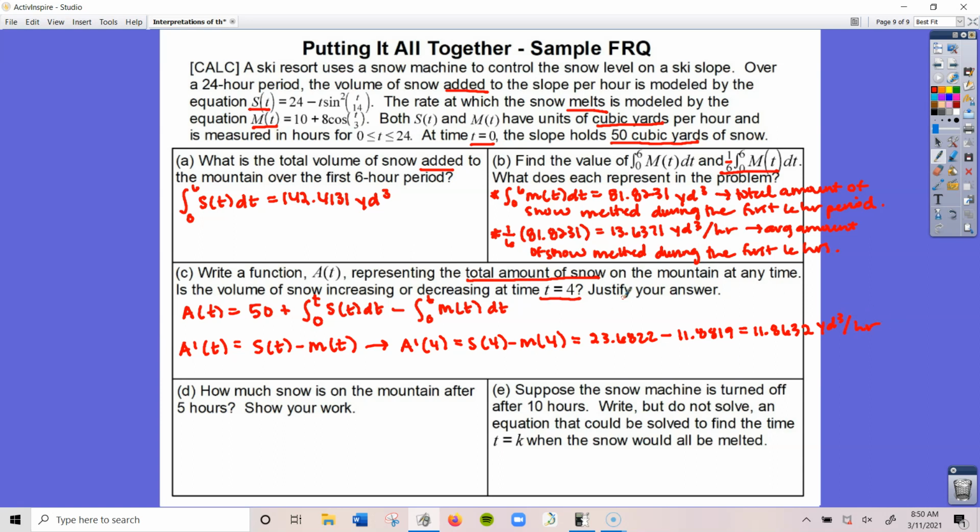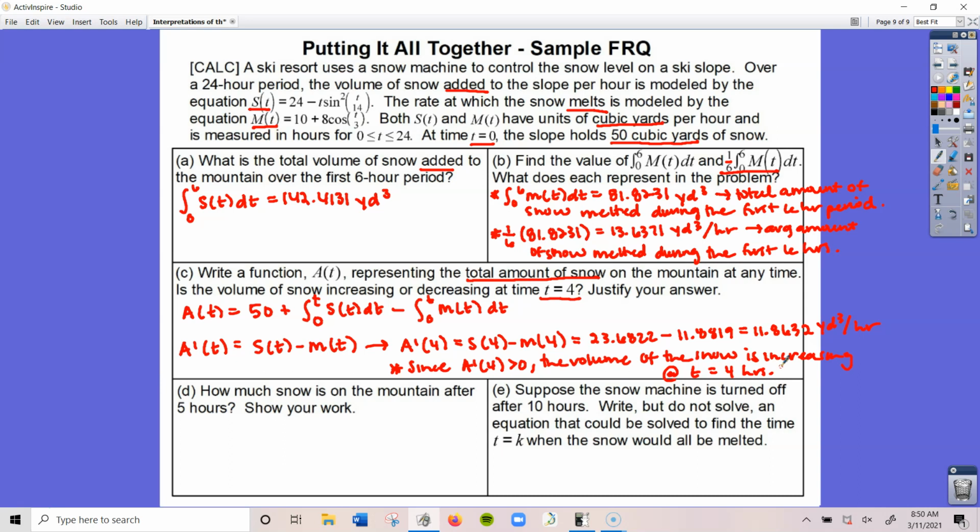So now we have to justify, or we have to tell whether it's increasing or decreasing. So since A prime of 4 is greater than 0, the volume of the snow is increasing at t is equal to 4 hours.